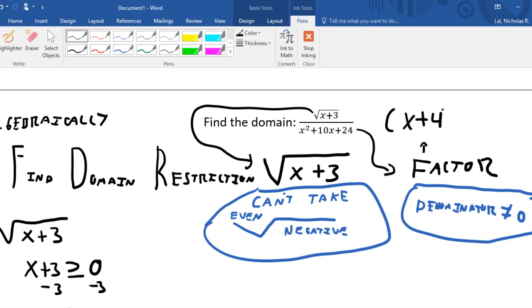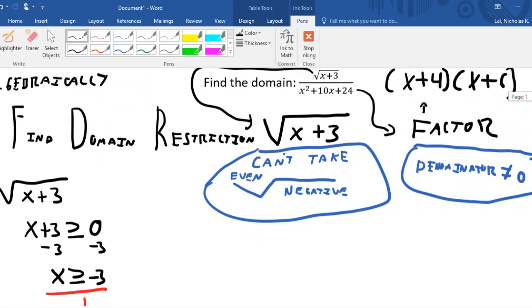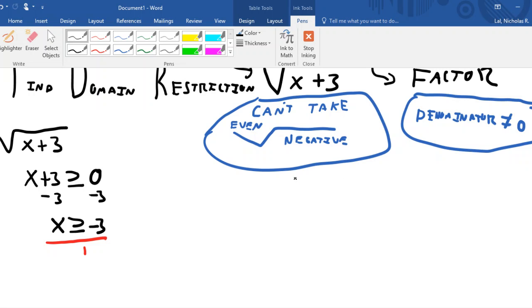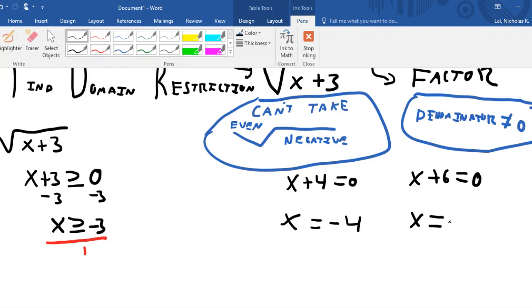X plus 4 and x plus 6. What's 6 plus 4? 6 plus 4 is 10, and 6 times 4 is? Excellent. So that's how that factors. X plus 4, x plus 6. So that means that the denominator can't equal 0. So to find our restrictions, we set our factors equal to 0 in the denominator. X plus 4 equals 0. X plus 6 equals 0. Subtract 4, subtract 6. X is equal to -4. X is equal to -6.